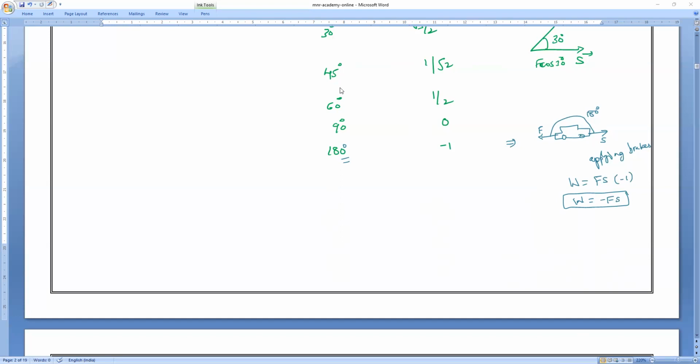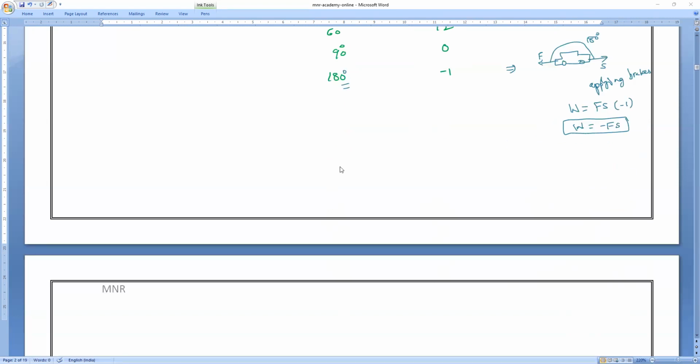So the work done differs from the place the force acts. For example, suppose there is a toy car. Now you try to apply the force in this direction, then definitely different work done. With some angle, some work done; with some other angle, different work done. In every case you are trying to pull, but definitely the amount of work done is not equal in every case. Do you understand what I'm saying?